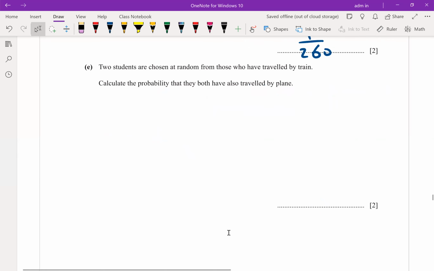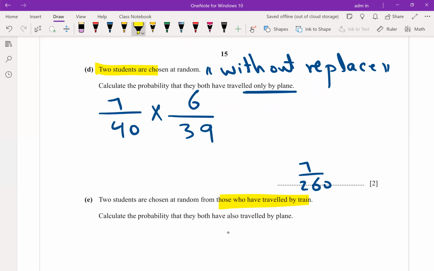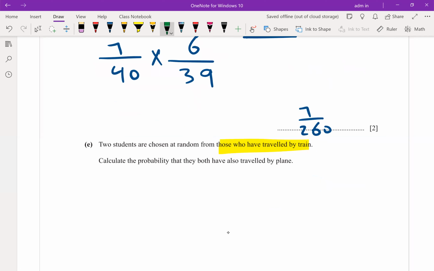Part E. 2 students are chosen randomly from those who have traveled by train. What is the difference between part E and part D? In part D, 2 students are chosen randomly from the total. The first one we select from 40, so the denominator is 40. But part E is a conditional probability, right? Conditional probability means we select from a specific set. There is a set, it is not the total.